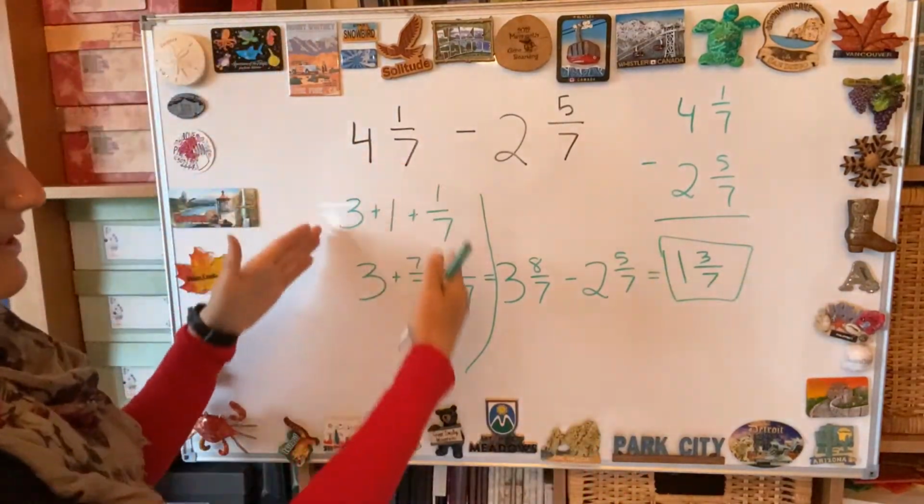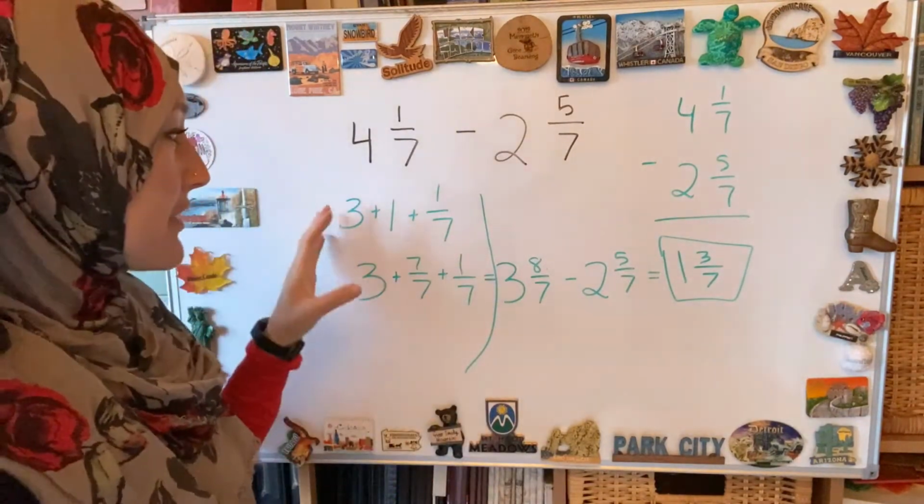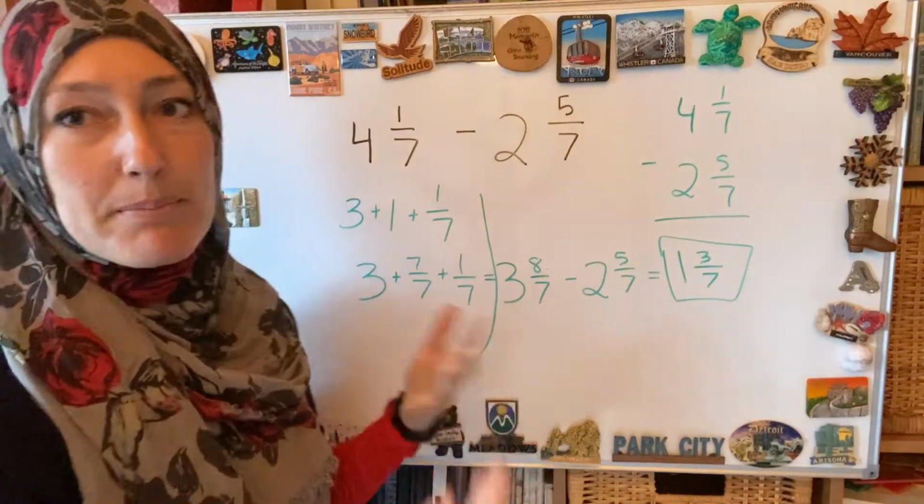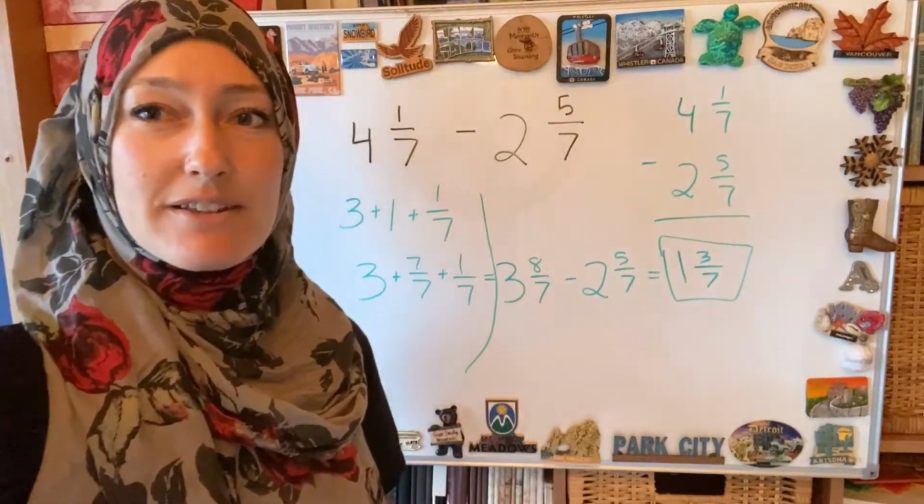Okay, so this step here, you'll end up doing that part in your head pretty quickly, but you need to understand, where do I get that from? Where am I borrowing from? So here's a couple more. Write them down, try them, come back and check the answers.